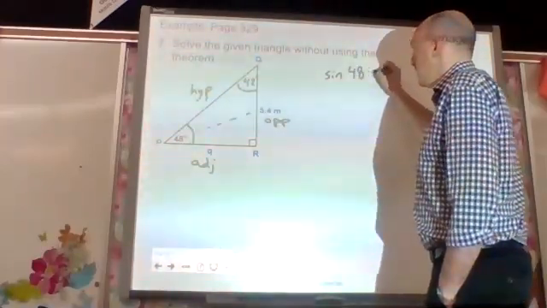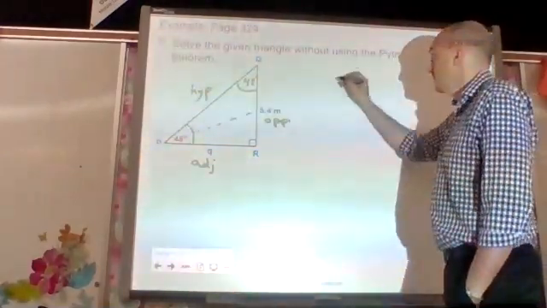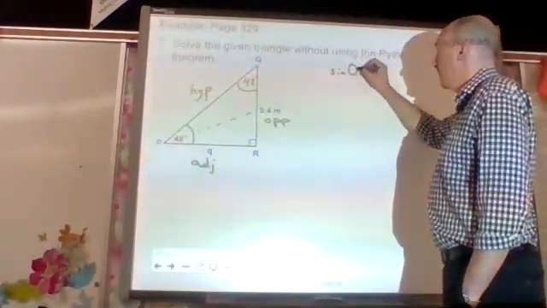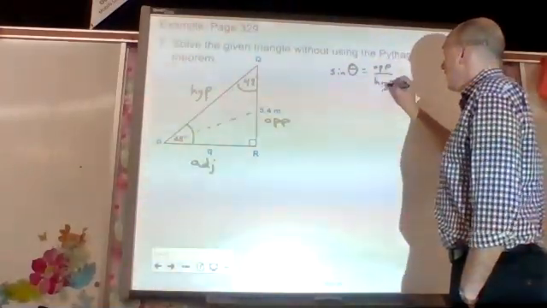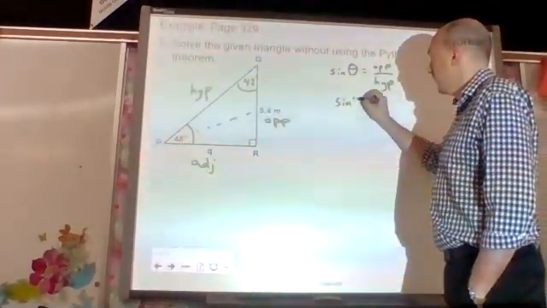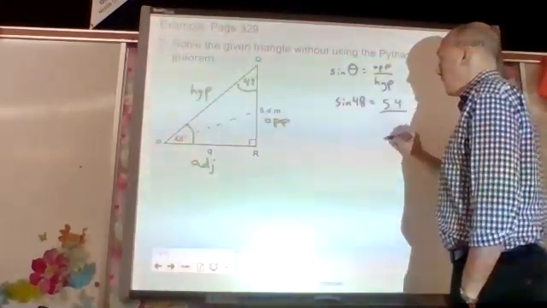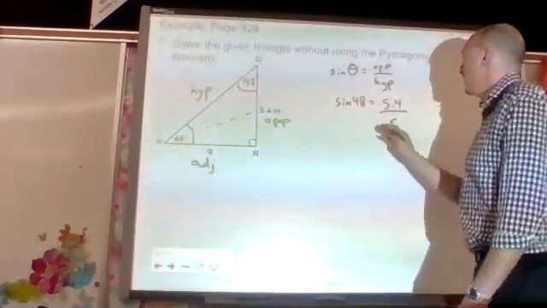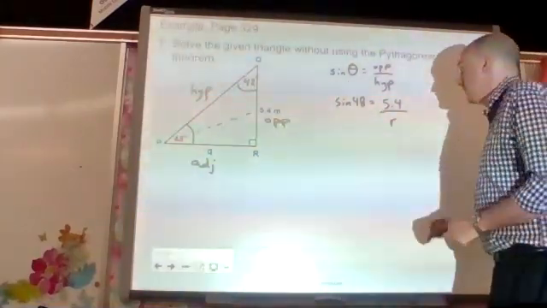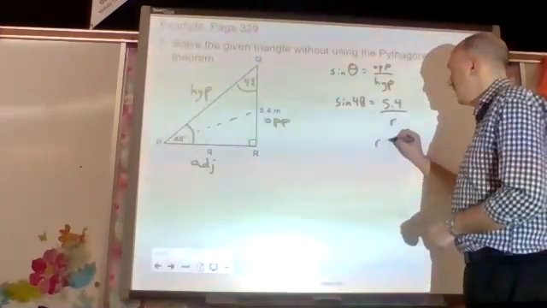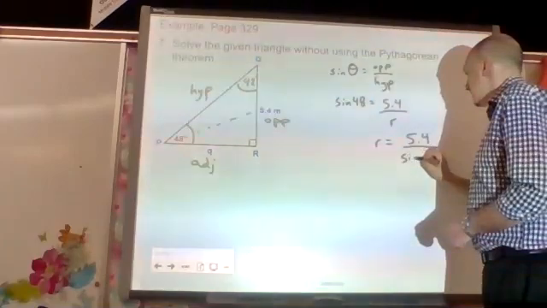Sine 48 equals opposite. No, I'm skipping steps, and I shouldn't, because it's actually harder for me. I gotta think harder. Now, sine 48 equals the opposite, which is 5.4, over the hypotenuse, which is R. So, variables in the bottom. What do I do? I divide by my trig ratio. R equals 5.4 divided by sine 48.